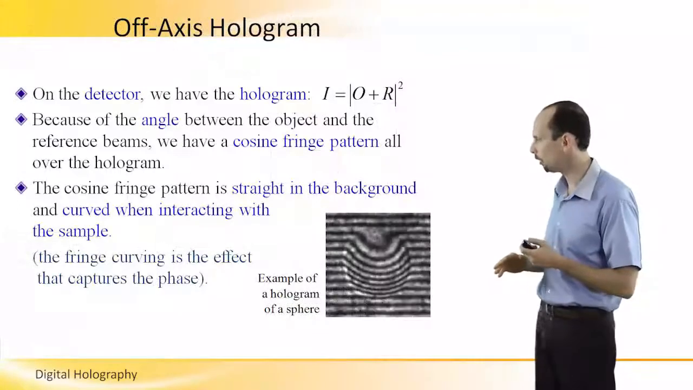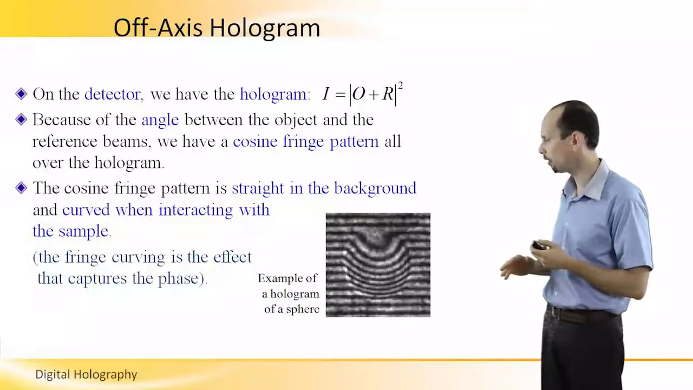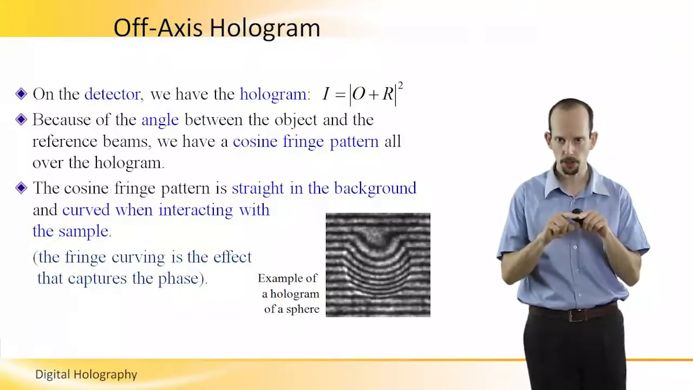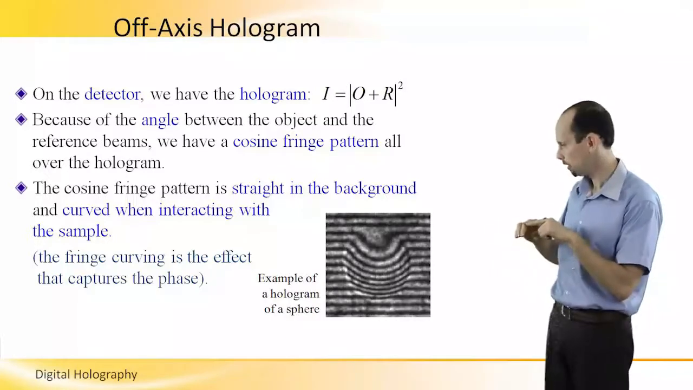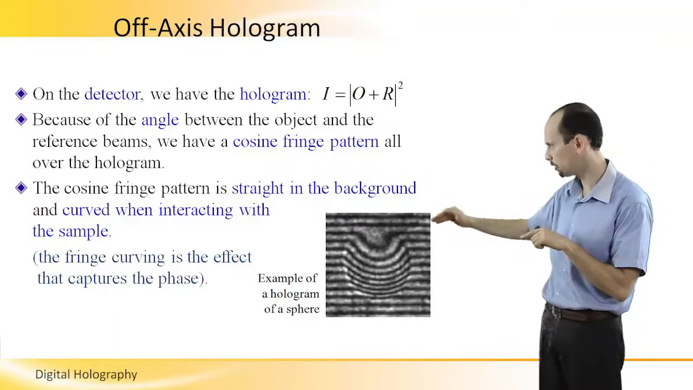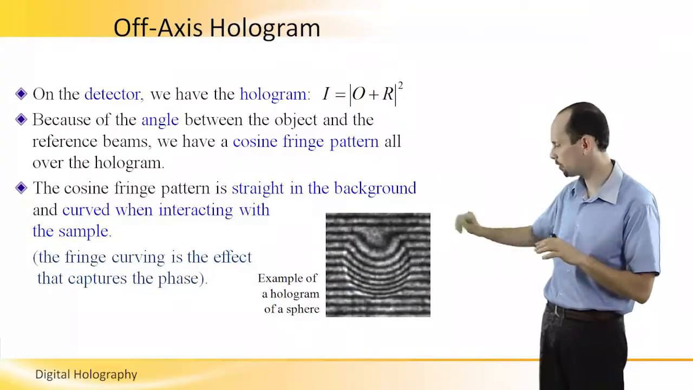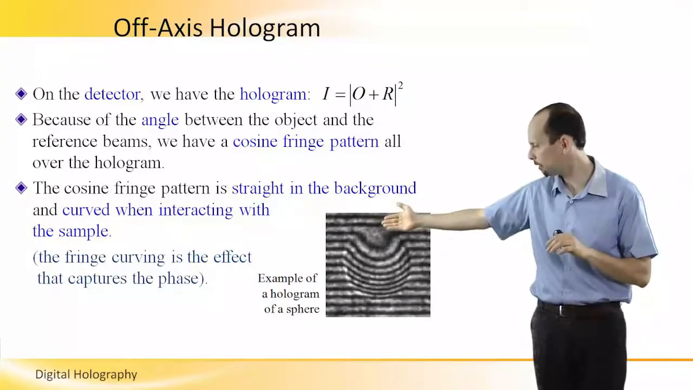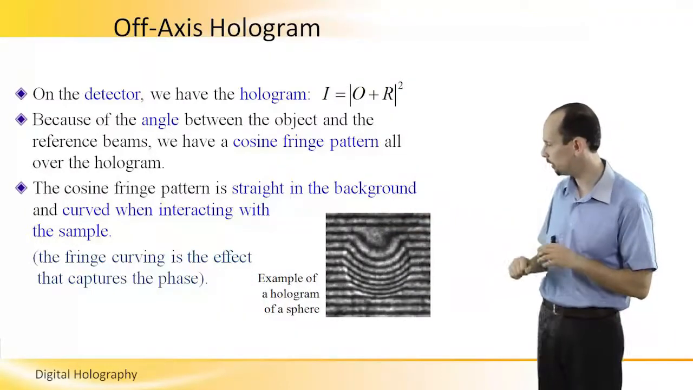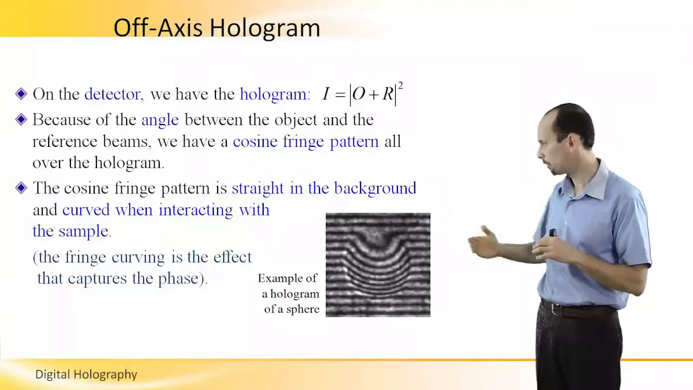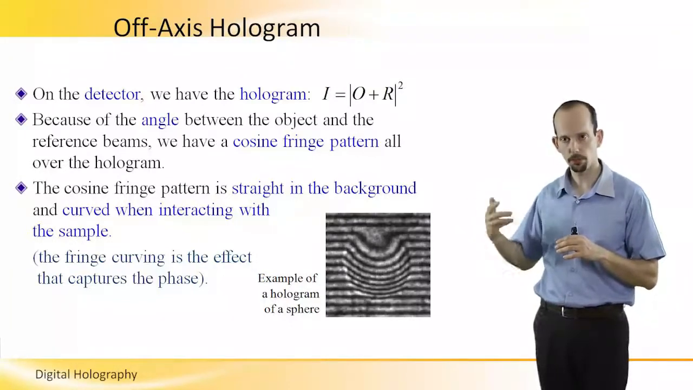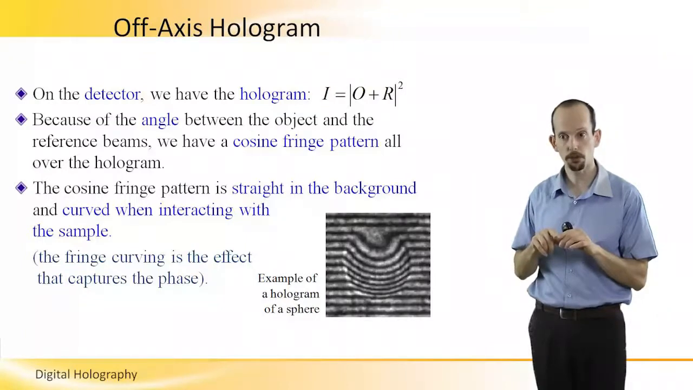So if the hologram is an off-axis hologram, the angle between the reference and the object waves creates cosine fringe patterns all over the scene, even if there is no object. You can see here in the background a fringe pattern, a cosine pattern, even if the object is not there. This is the carrier frequency, which originates from the angle between the object and the reference waves.